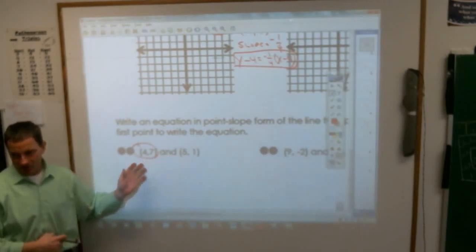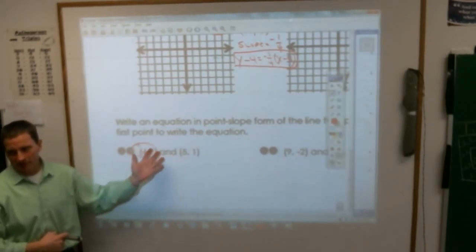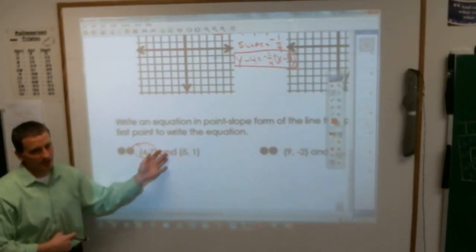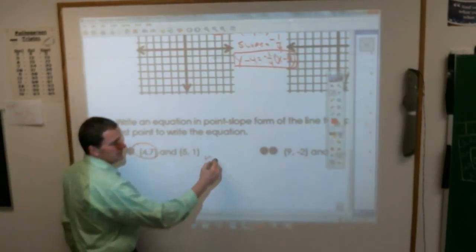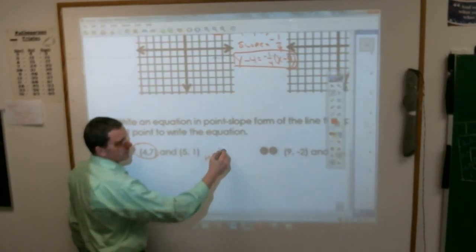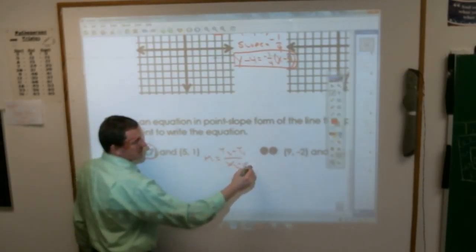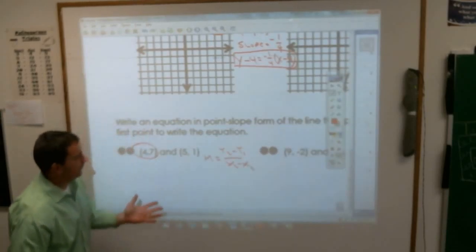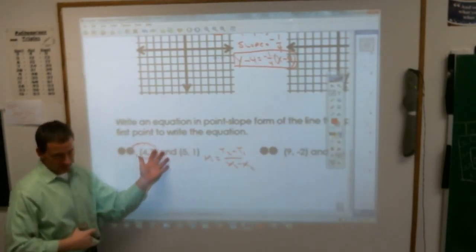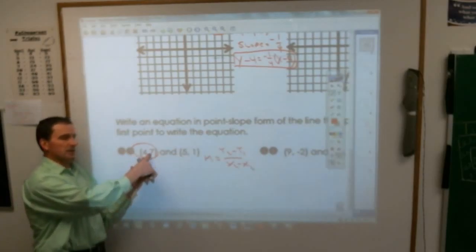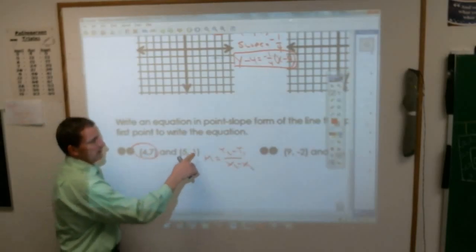Can you find the slope when you're given 2 points? Yes, because we have the slope formula, remember? M equals y2 minus y1 over x2 minus x1. So you're going to have to find the slope with those 2 points. And then once you know the slope, you're going to use the first point to write the point slope equation. So let's do that.